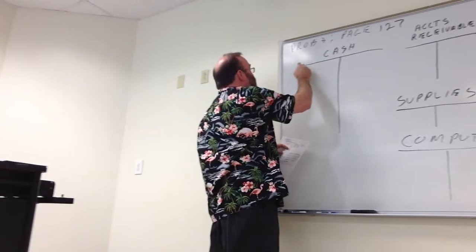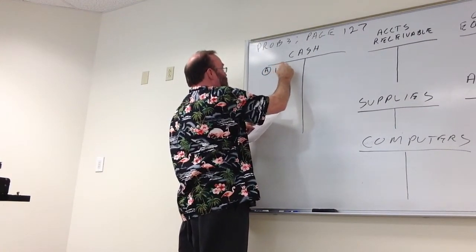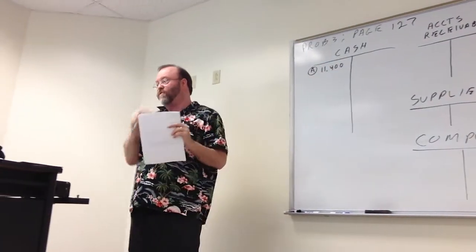All right, so A, she contributed the following assets to the business in exchange for 28,600 shares of $1 par value common stock. So this is transaction A, cash of 11,400. So that's an increase to cash, so that's a debit.